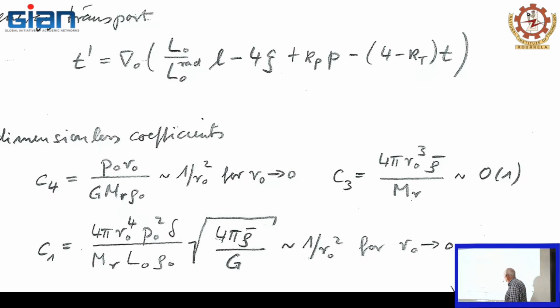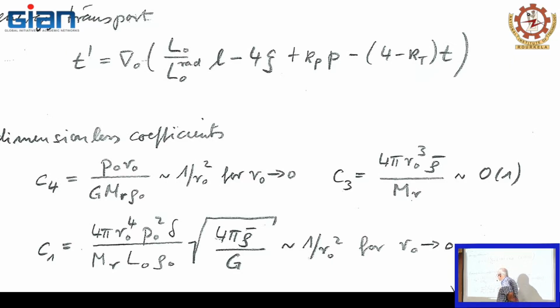Well, C4 is then defined as P naught times R naught over G M times rho naught. So what is that actually physically? Do you see what this means physically? It contains P naught over rho naught. This is the sound speed squared. And GM over R is the gravitational energy. So it relates, in some sense, a kind of acoustic energy to the gravitational energy.